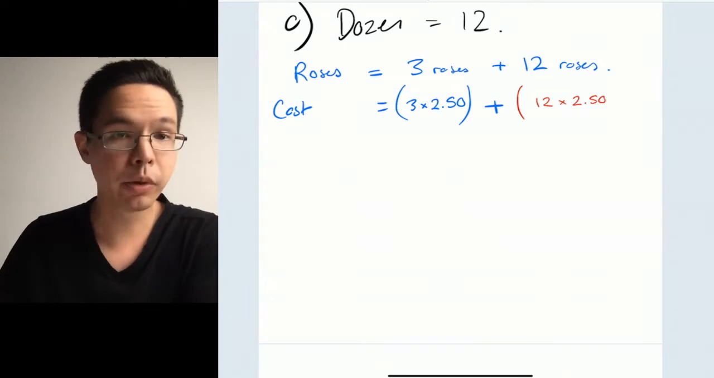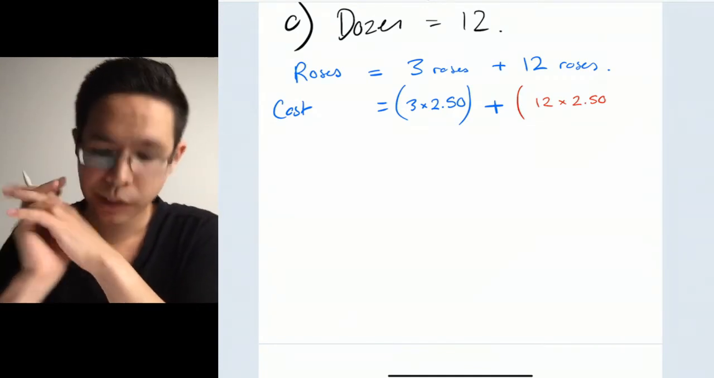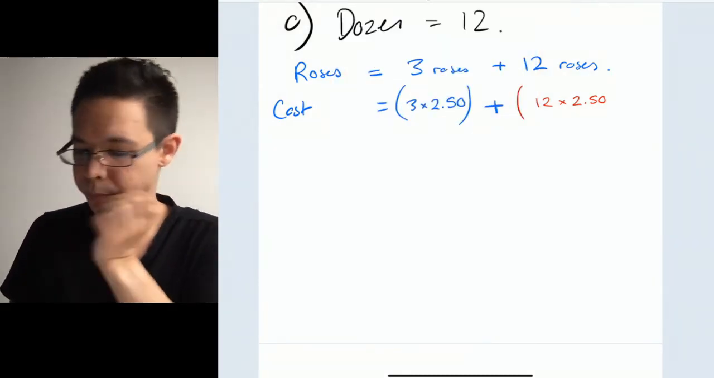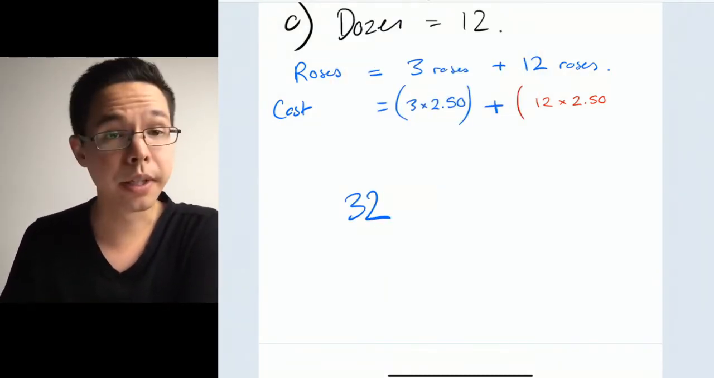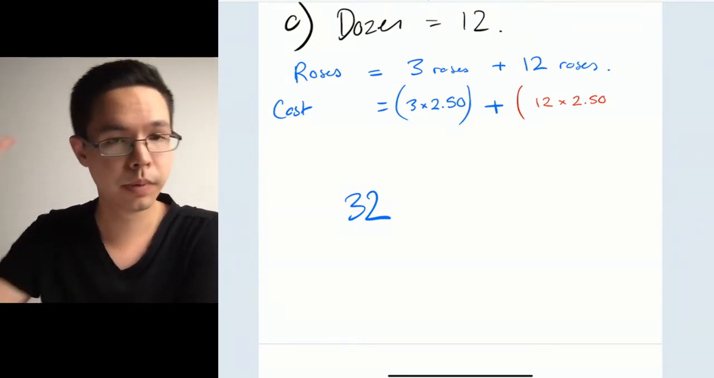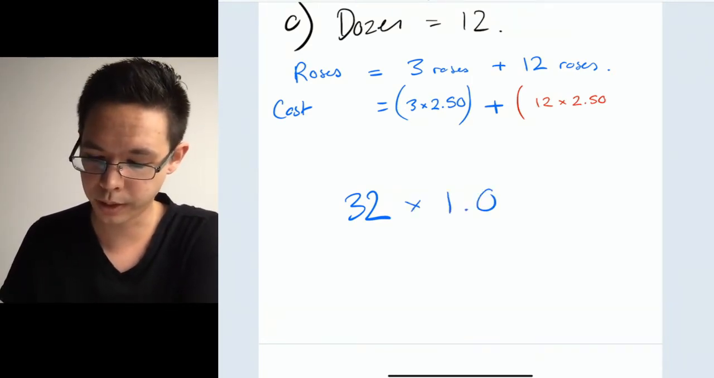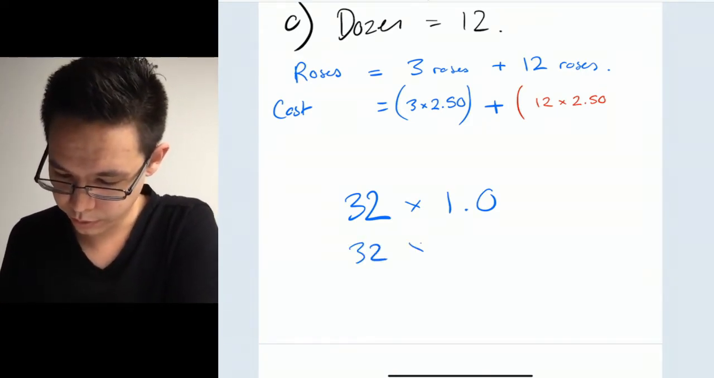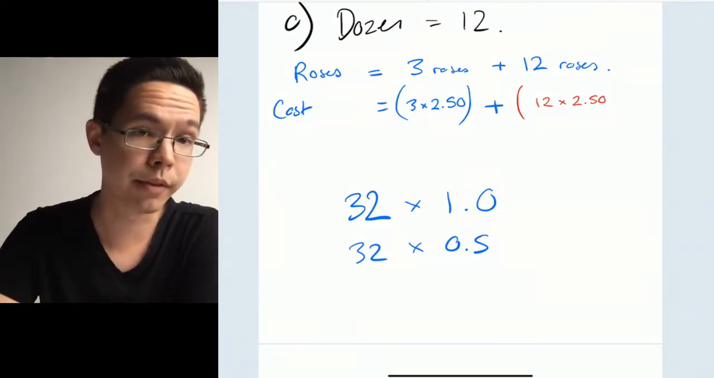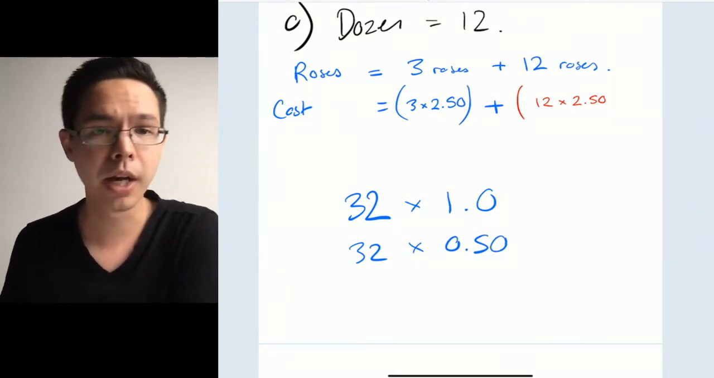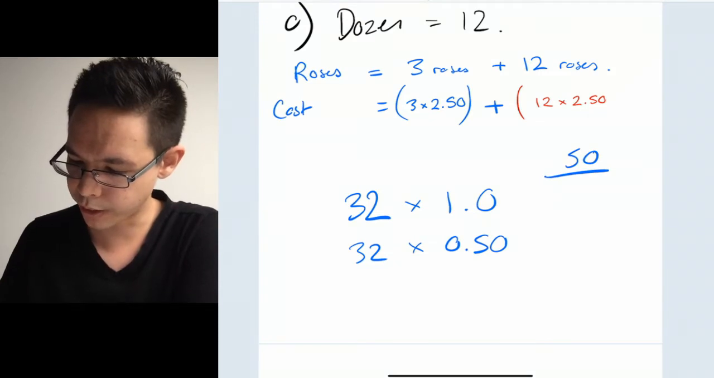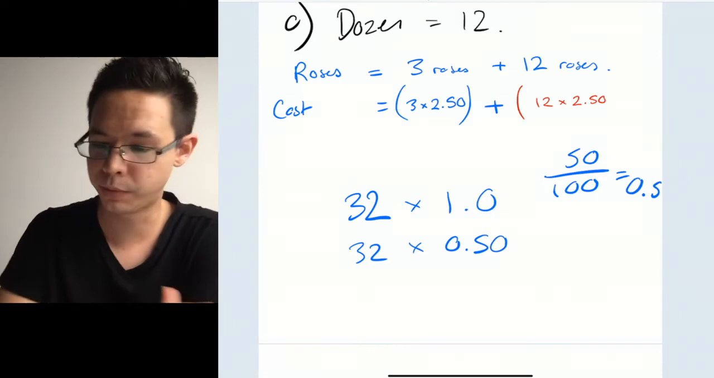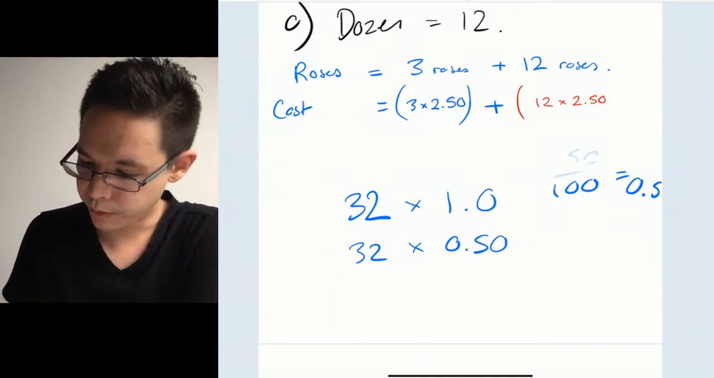I want to scale this down. Let me just do a little side proof here. If I have $32 and I want to show that I have 100% of that, I'm just going to times it by 1.0. If I want to show that I have half of that, or 50% of that, I can show that as 0.5. I think you recognize that. Basically 50% is 50 out of 100, which ends up being 0.5 if you've done the decimal tricks before. Okay, so that's what I'm thinking.